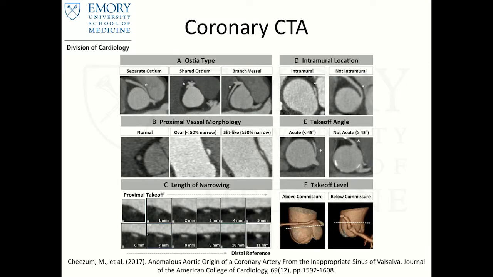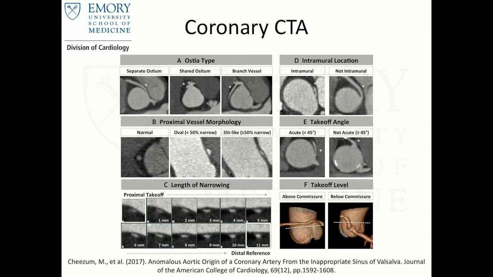So this slide shows different aspects of an anomalous coronary that you can evaluate well on CT. These aspects or qualities of the lesion are important for both risk assessment as well as surgical planning. So you can see what the ostium looks like. Is it a common ostium off the same cusp, or do they come off the same cusp but have separate ostiums? Where are the proximal branch vessels, et cetera? If there is an area of narrowing, you can see that.